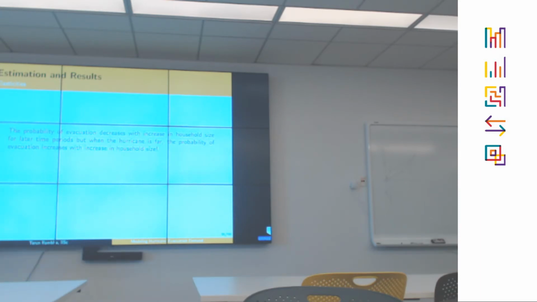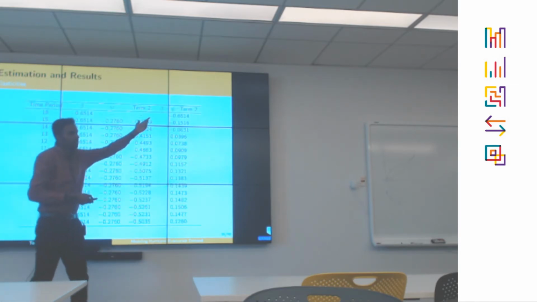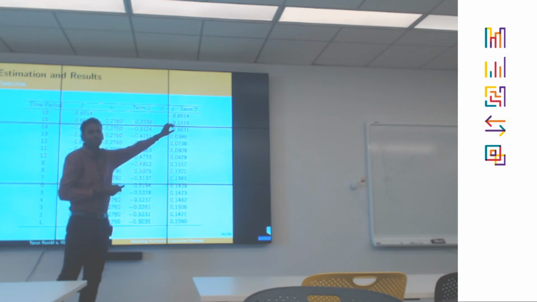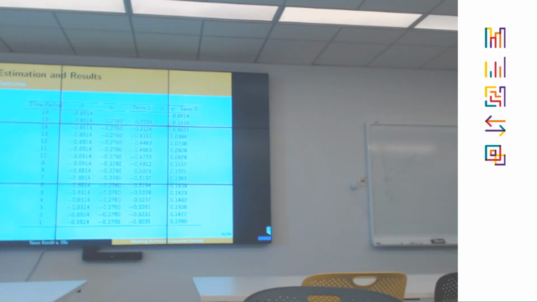Okay, so for instance, the data that we saw earlier is revealing that as you increase the household size for later time periods, the probability is going to decrease because the sign is negative for the later households. That is for the last few time periods. As the number of people in your household increases, these choice probabilities decrease.